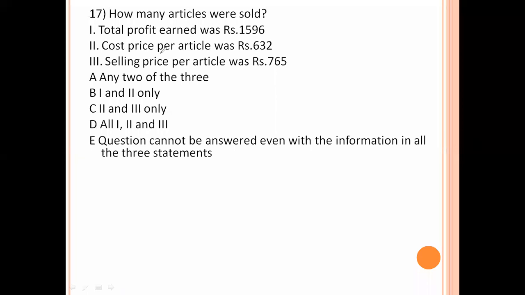How many articles were sold? Total profit earned is 15,096. Cost price per article is 632. Selling price per article was 765. Here we observe that we need cost price, selling price, and total profit. Then only we can easily find how many articles we sold. So all these three are needed, so option number D is the right answer.